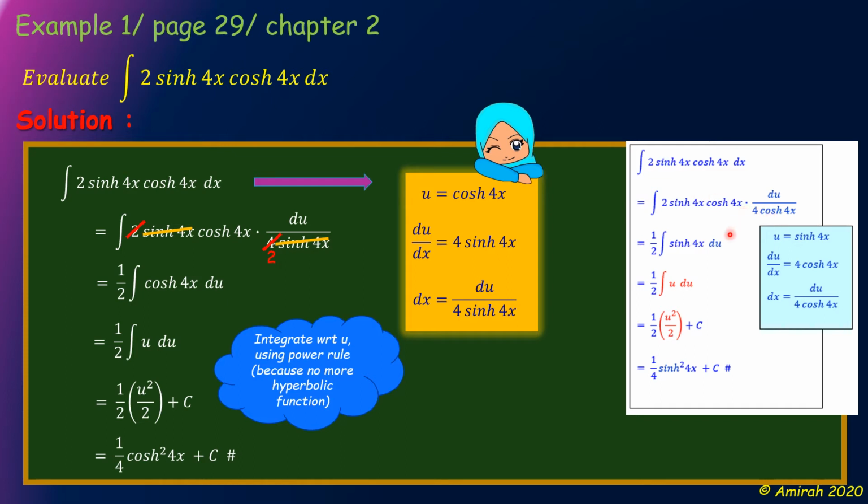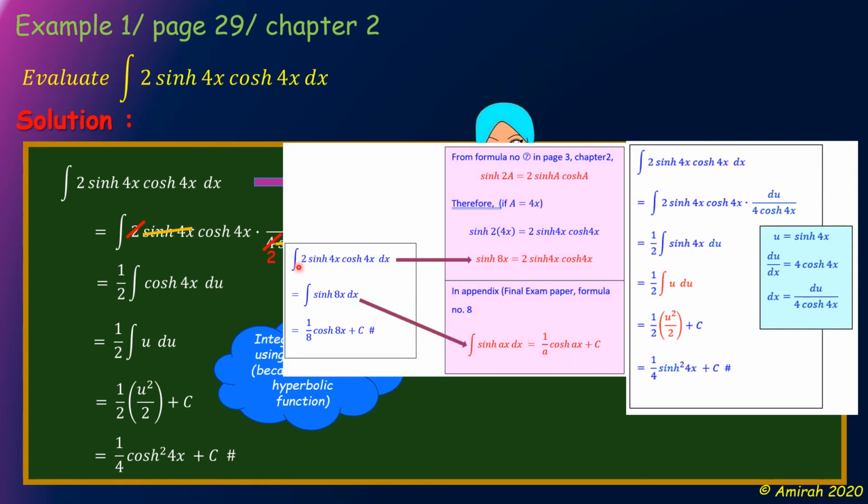But the final answer looks different. Actually, they are equivalent in terms of hyperbolic identity. When we choose u equals cosh 4x, the final answer is in terms of cosh 4x. And when we choose u equals sinh 4x, the final answer is in terms of sinh 4x.